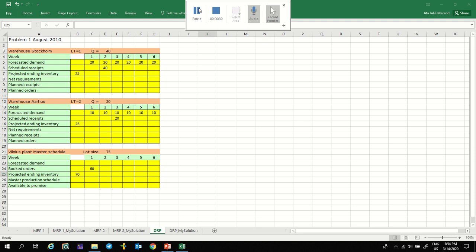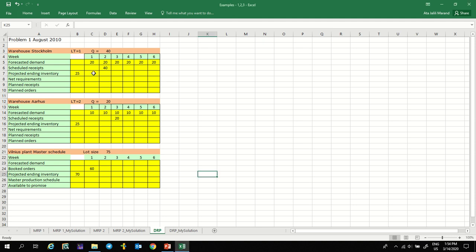And we need to fill in the DRP records for these two warehouses and see how they will affect the master schedule of the plant. So if we put the data given in the text of the assignment in tables, we'll get something like this.